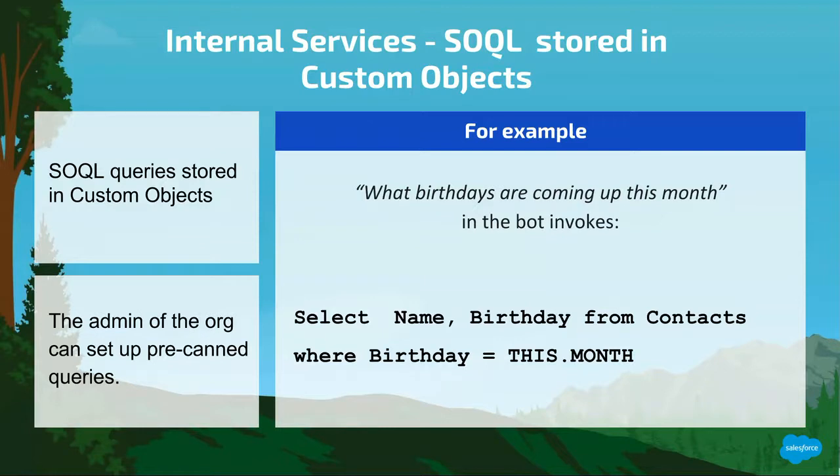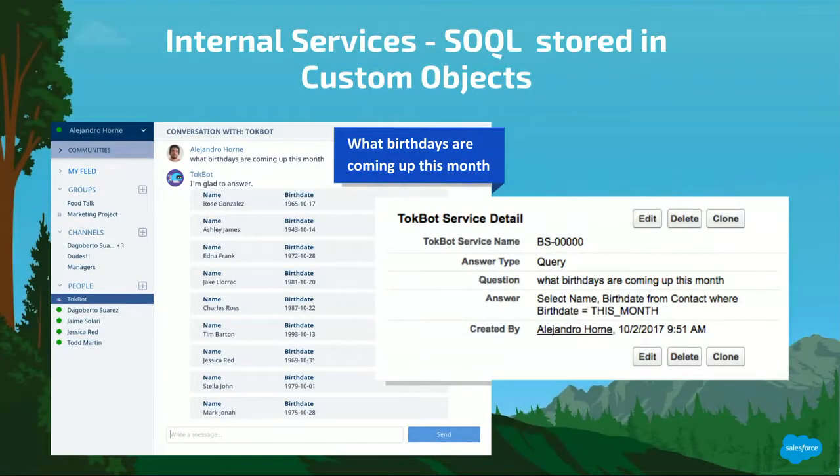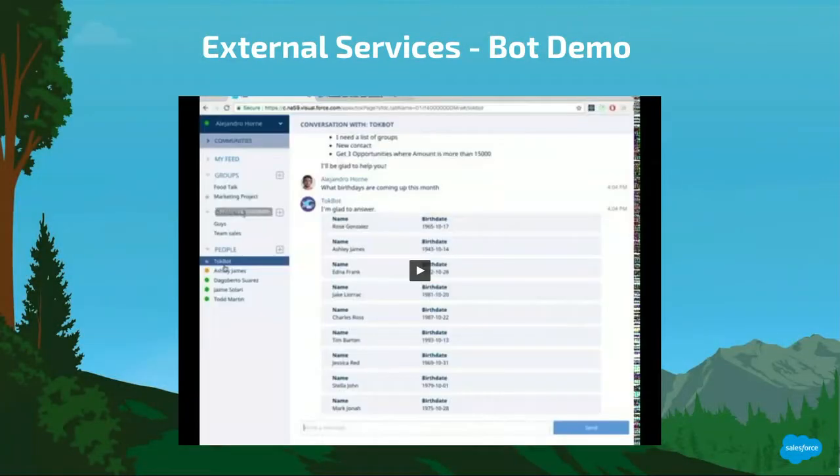So in this example that we see here on the screen, the invocation would be what birthdays are coming up this month, and that in turn would trigger the execution of the query, select name, birthday from contacts equal to this month. And here's a screenshot of what that invocation looks like. And on the right hand side, you have what the custom object deployed here would look like as well. And here's a quick demo on how that works.